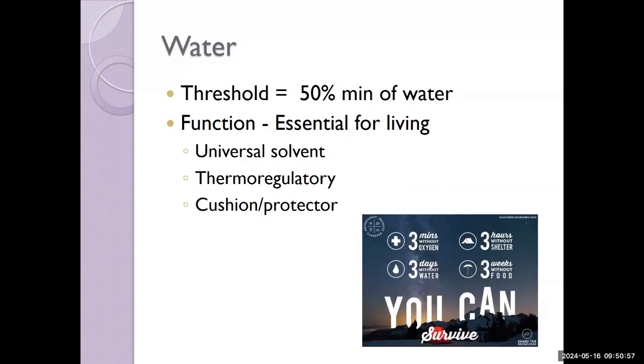Water is essential for life. It is a universal solvent that allows things to dissolve and move throughout the body. It is thermoregulatory, allowing the internal temperature to not fluctuate as the outside temperature changes throughout the day. It also works as an insulator and cushion or protector to the body, cushioning blows and movement. So therefore, the threshold is a minimum of 50% of water is required for a cell to survive.